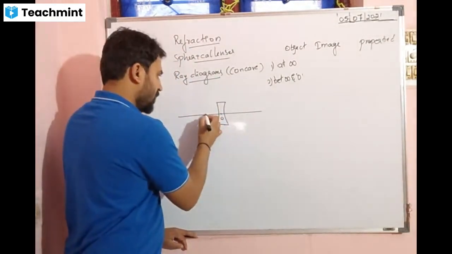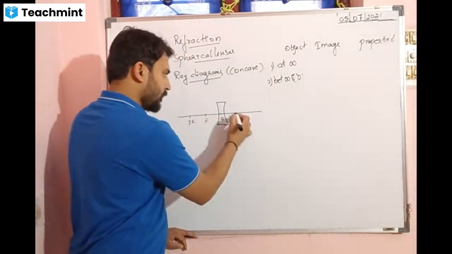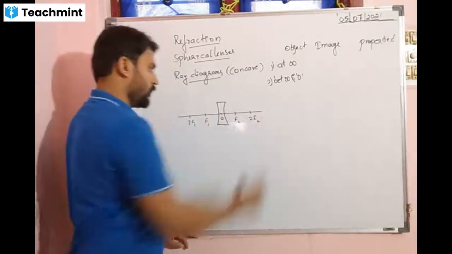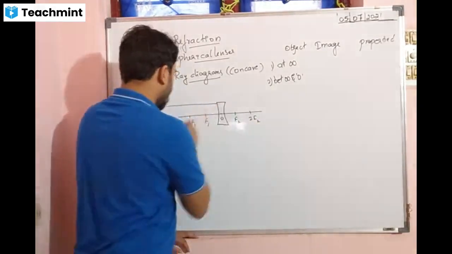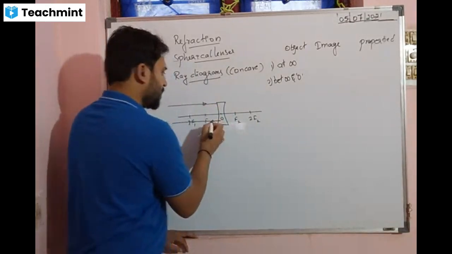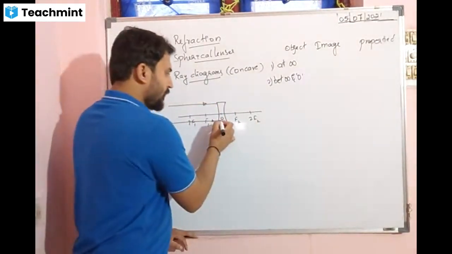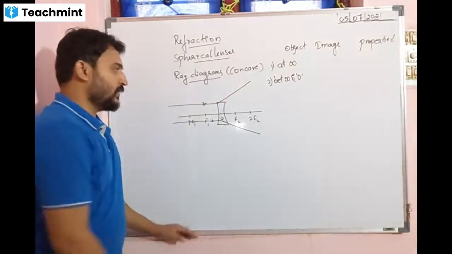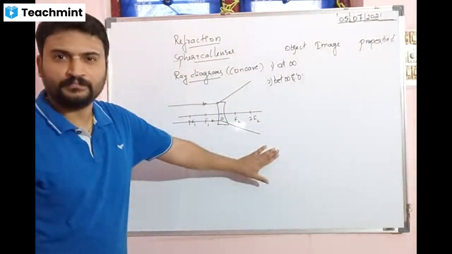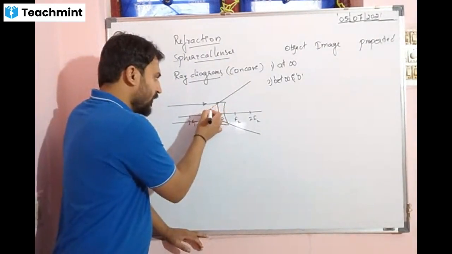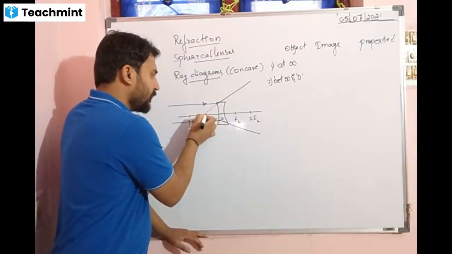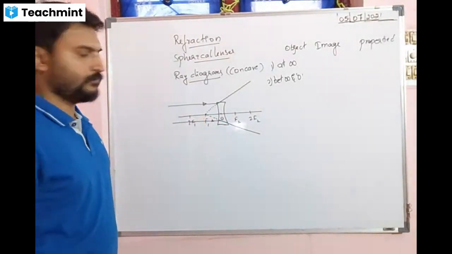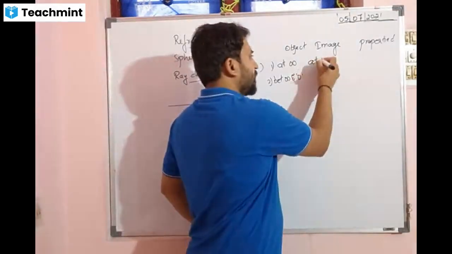Optic center, F1, 2F1, F2, 2F2. When the object is at infinity, the rays come here parallel to the principal axis, and what happens to them? They will get diverged. So we do not get any image on the right side. So what we do, we will bring them back and the image is formed here. Where is the image being formed? At F1. The image is at F1.